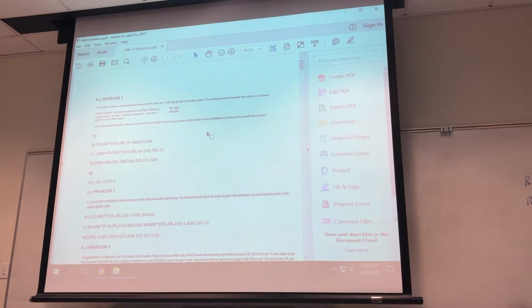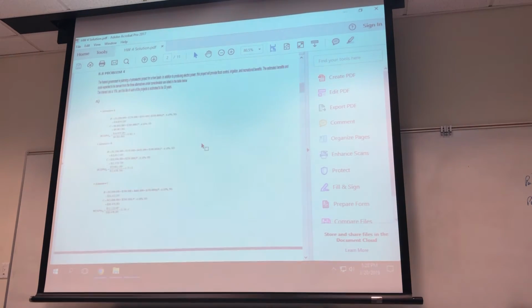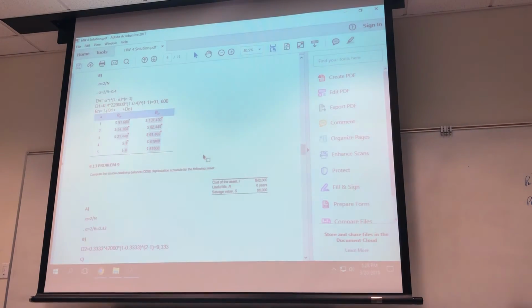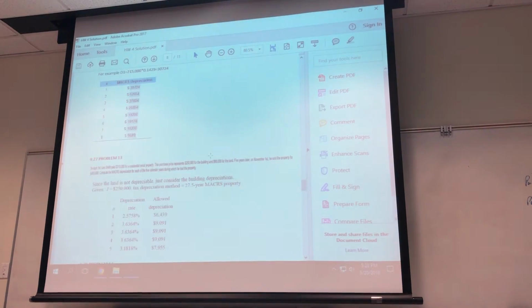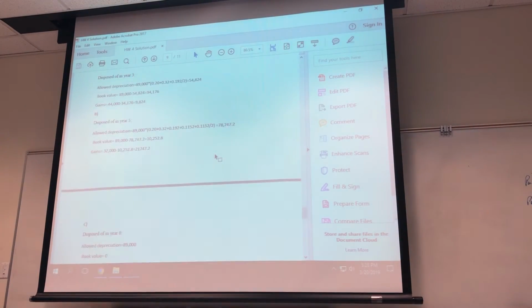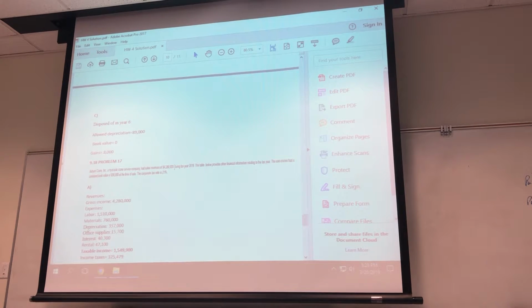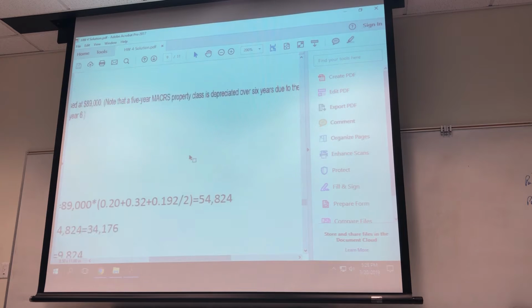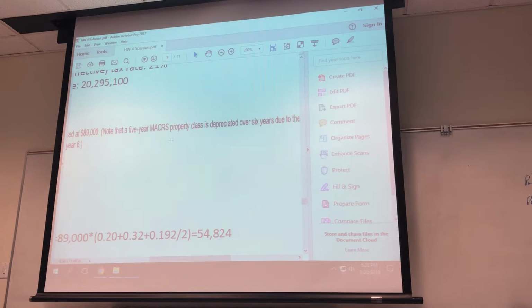This is the important part. Why is it depreciated over 6 years if it's a 5-year class? Yes, half-year convention. That's very important. Do not forget to do the half-year convention. Okay, one thing. If you're fully depreciating, the half-year convention is already done for you with the MACRS table. If you're not fully depreciating, you got to do the half-year convention. If you forget it, it's just wrong. This is why this question shows that.